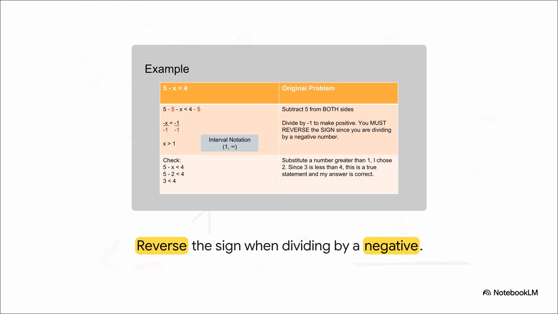And right there, boom! Because we divided by a negative, the less than sign completely flips to become a greater than sign. So your final answer is x is greater than 1. If you forget to flip that sign, your entire range of solutions will be exactly backward.